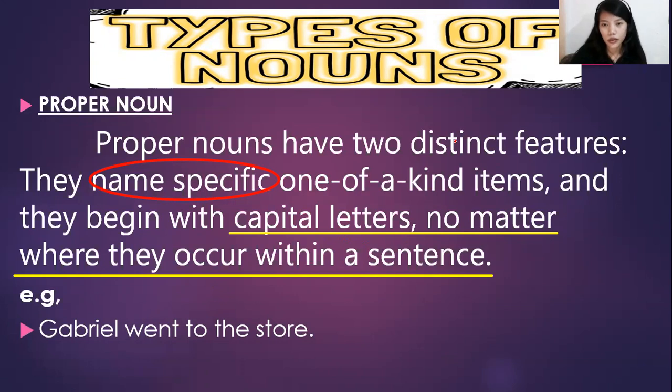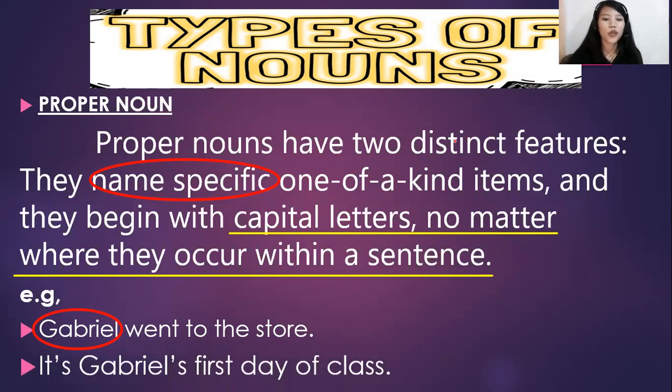For example, Gabrielle went to the store. So how many nouns do we have? Basically, we have 2 nouns. It is Gabrielle and the store. Now we are talking about the proper noun. And when we say proper noun, it names a specific one of a kind. So where is our specific name in the sentence? Very good, the name Gabrielle. Why is Gabrielle our proper noun? Because it names a specific name of a person.